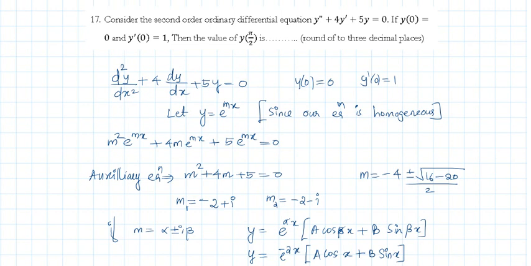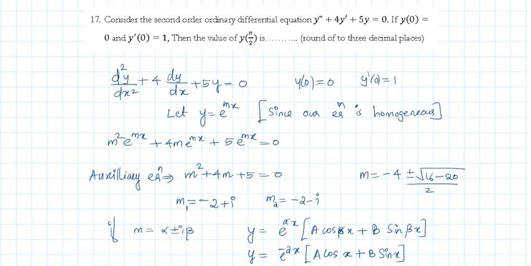Since it is a homogeneous equation, all terms contain y, so you can take e raised to mx outside and equate the remaining terms to 0. M square plus 4m plus 5 is equal to 0. This equation is known as the auxiliary equation. To write it like this, the solution should be of the form e raised to mx, so that it comes out as common. Another important fact is that the equation should be homogeneous. If it is non-homogeneous, say there is e raised to 2x on the right hand side, then it is not possible to write it like this.